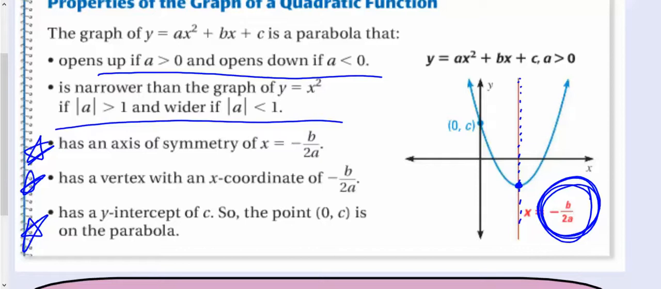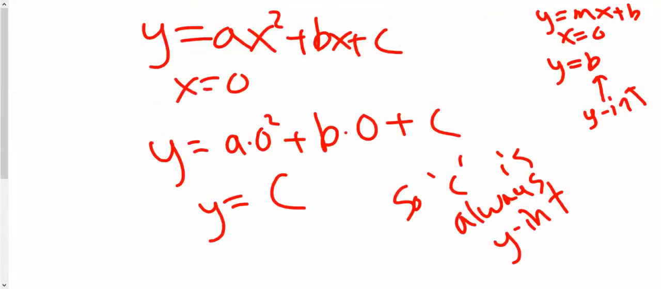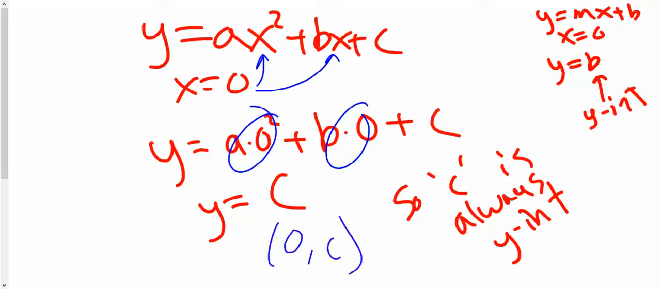Also, the y-intercept is always when x equals 0. And I believe I have that on this slide here. So when I plug in 0 for x here, and here, that gives you 0, and that gives you 0, and so you're left with c. So 0, comma c is always your y-intercept. Kind of like when we did the y-intercept for a linear function. If you plug in 0 for x, you get y equals b. That's that y-intercept relationship there.